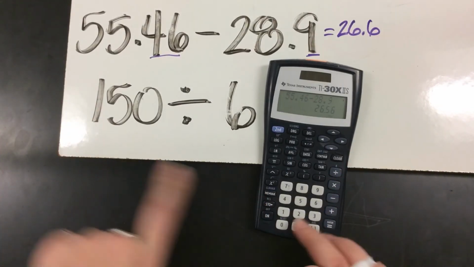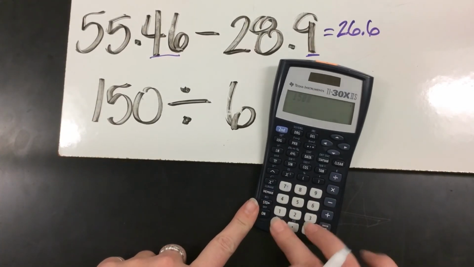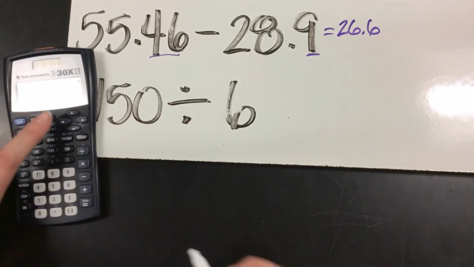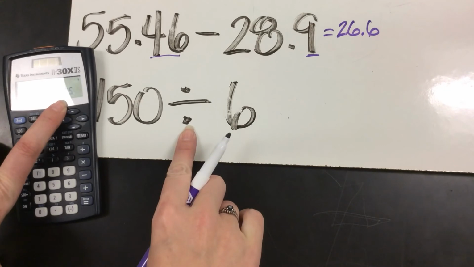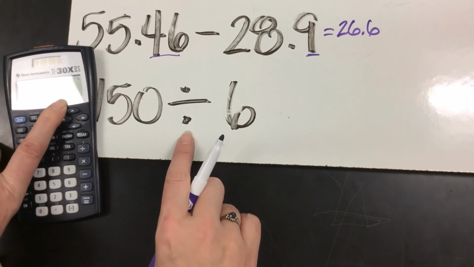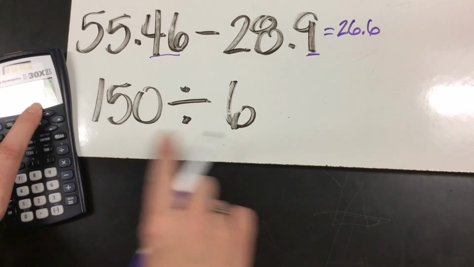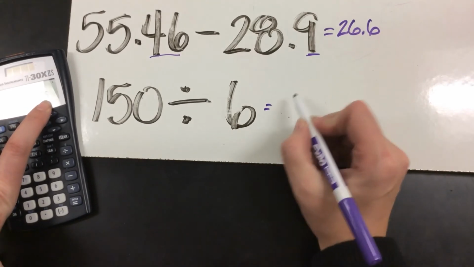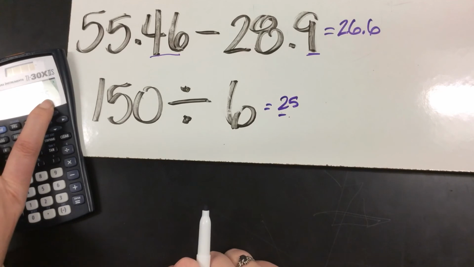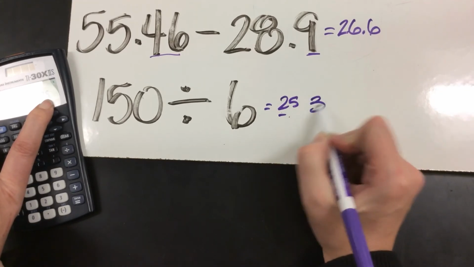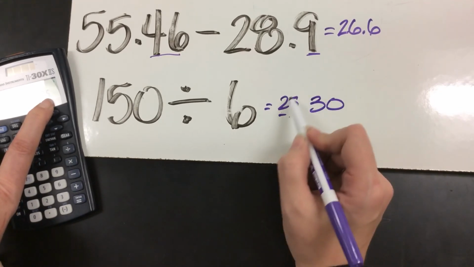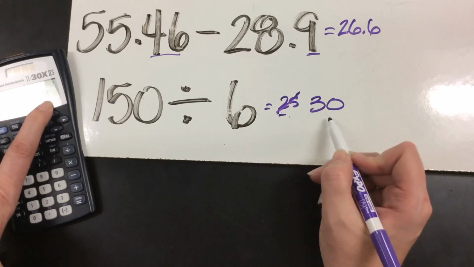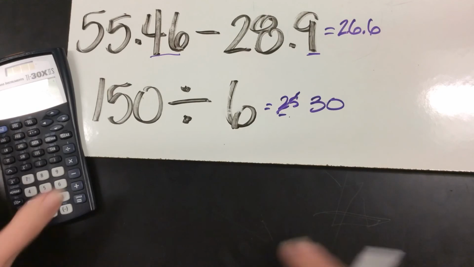Now on the next one, we're dividing. 150 divided by 6. When we divide, I get an answer of 25. Now dividing, we're going to look at the least amount of sig figs. So here I have 2, here I have 1. That means that my answer can only have 1 sig fig. So my 25 can only have that place. That means that I have an answer of 30. 30 has just 1 sig fig the way that it's written right now because there's no decimal place at the end.